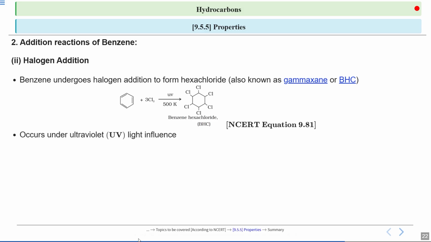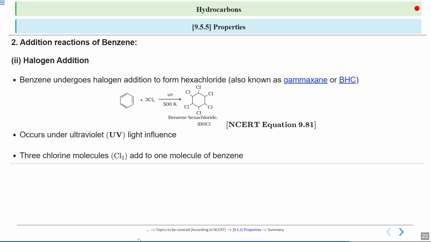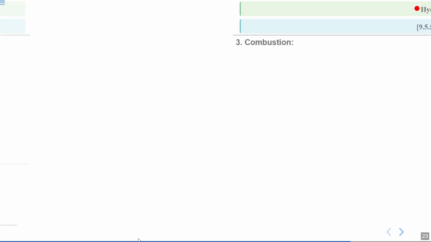So the reaction proceeds only under UV light, and UV light provides the energy needed for the reaction to take place. So without UV light, benzene and chlorine would not react in the same way. To summarize, three chlorine molecules, which we write as 3Cl2, are added to the benzene molecule during this reaction. This is a good example of an addition reaction where multiple atoms are added to a single molecule.